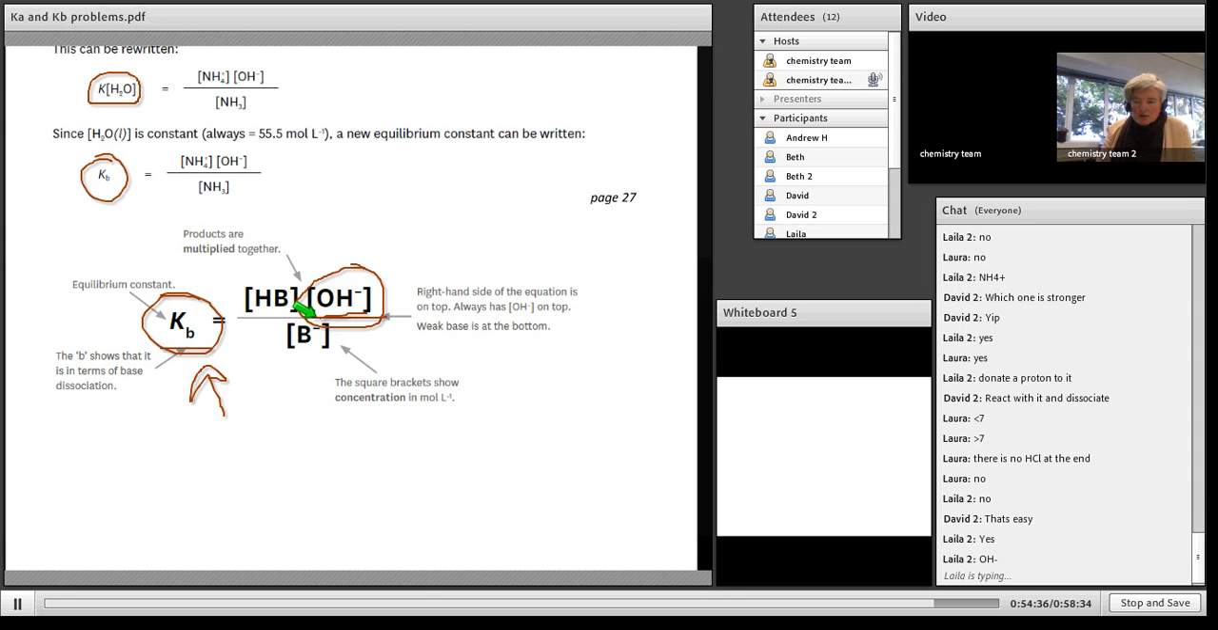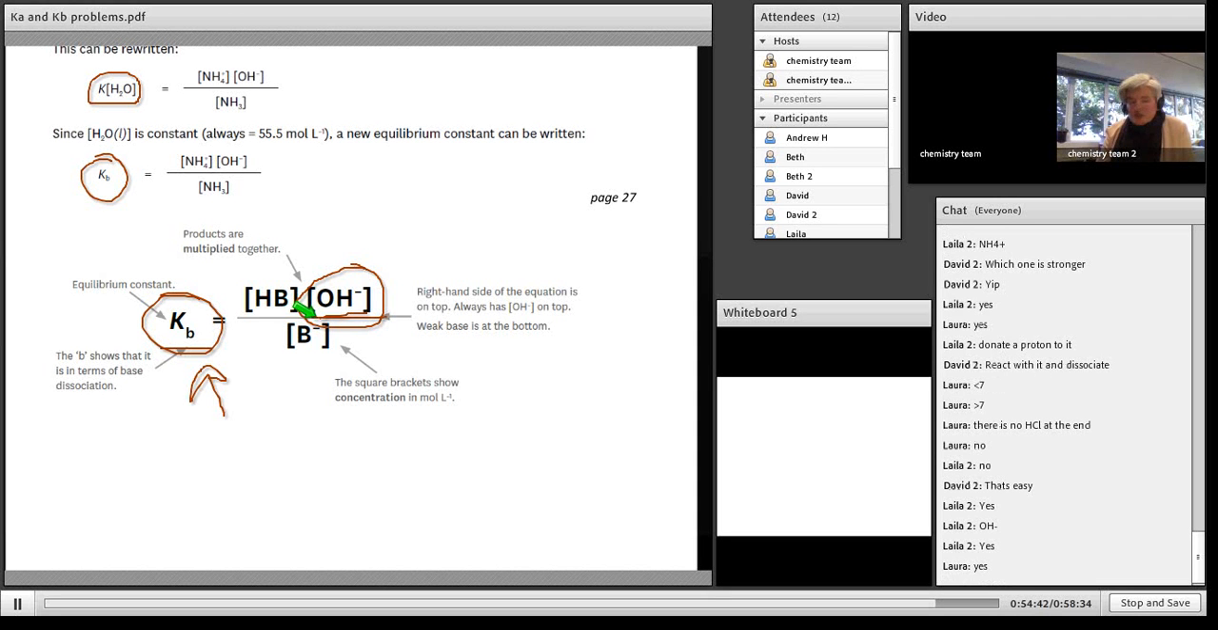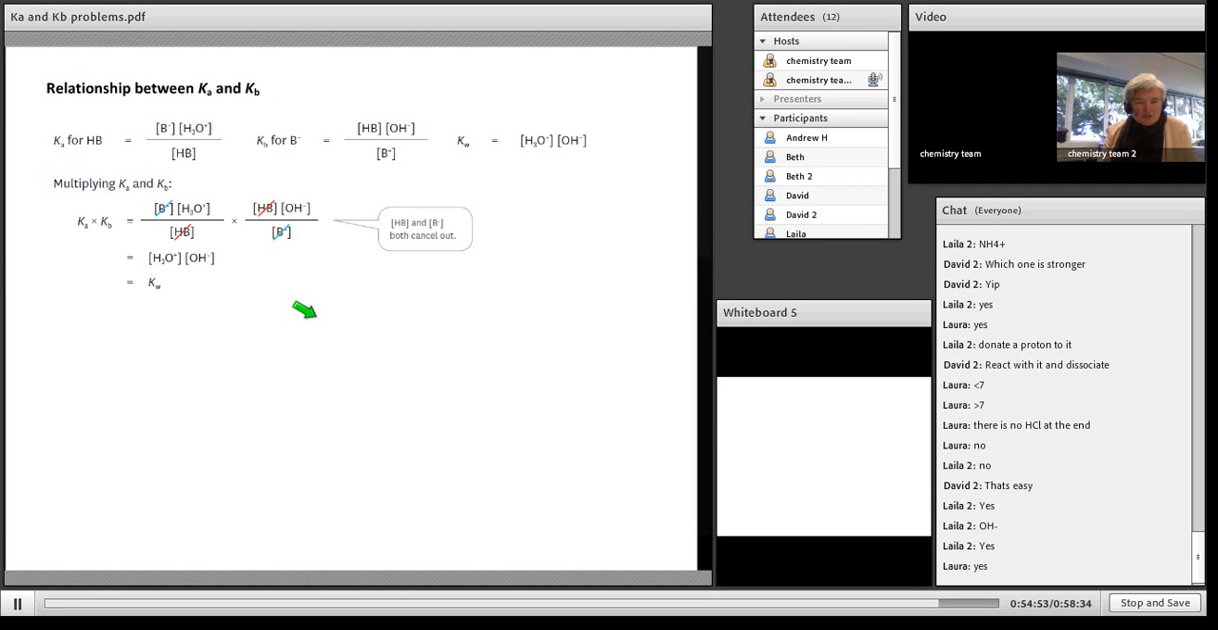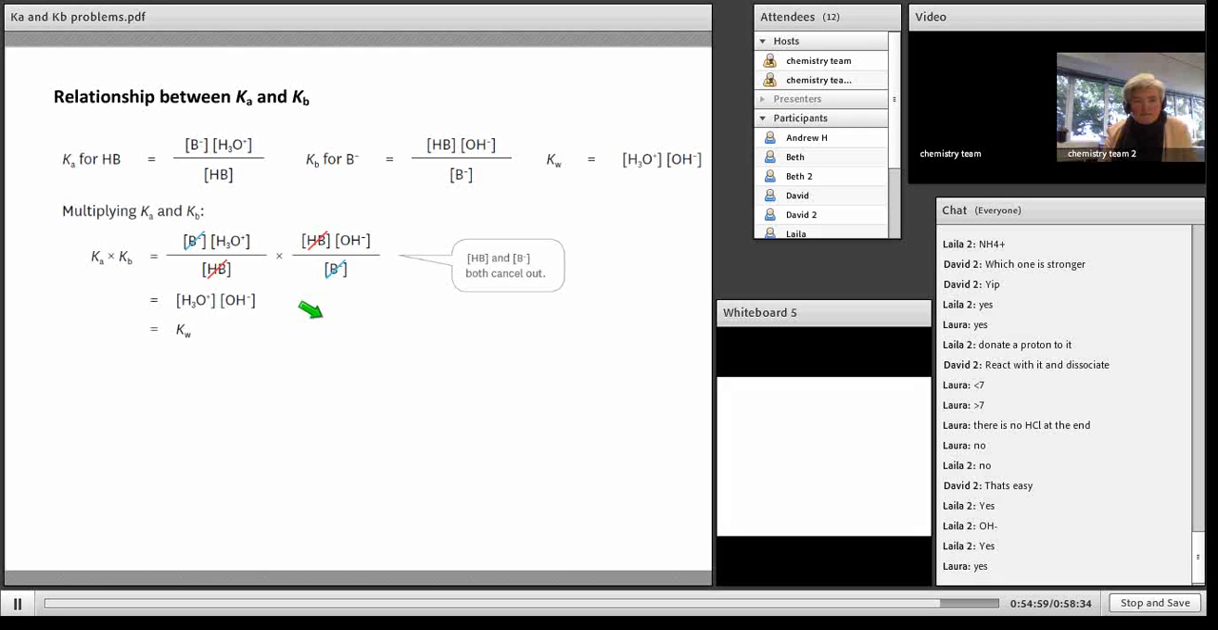Are you all okay with deriving that equation? Or remembering that equation? Just by simply being able to derive it makes it just a lot less to remember. But after you've done a number of problems, you'd know it off by heart. Okay, very quickly in the last 3 minutes, this is the relationship between the Ka and the Kb. Pretty much the Ka times the Kb is the Kw. So I can say Ka times Kb is equal to Kw.